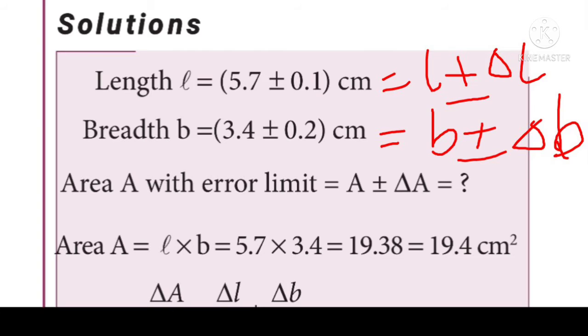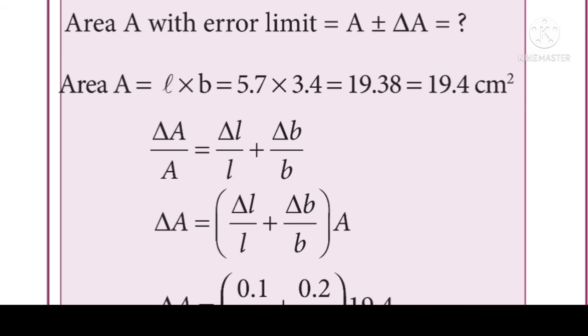Hence, area with error limit can be written as A plus or minus del A. What is the formula for area of rectangle? Area of rectangle is equal to length into breadth. Then A is equal to L into B, which is equal to 5.7 into 3.4, which will become 19.38, which is equal to 19.4 centimeter square.